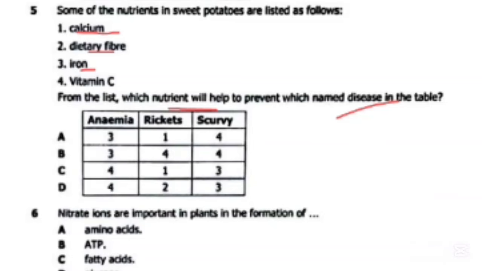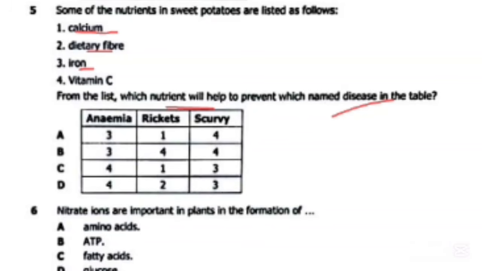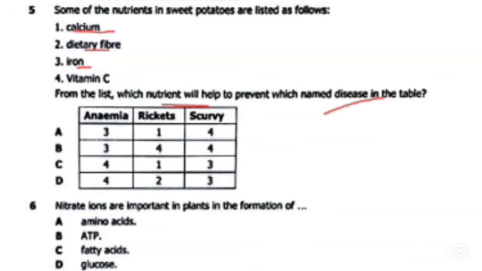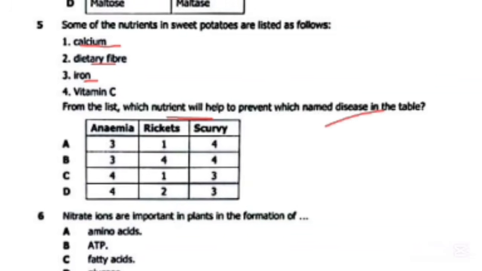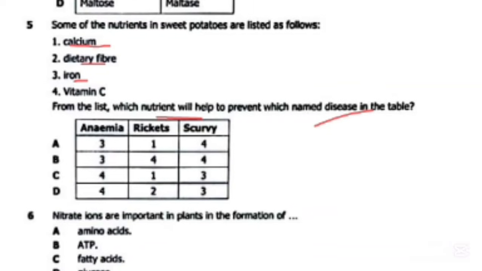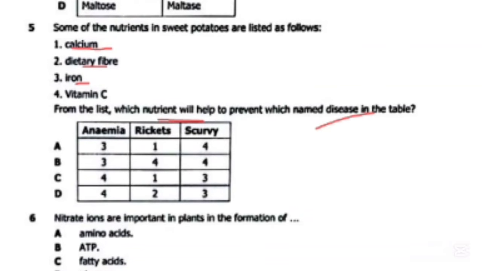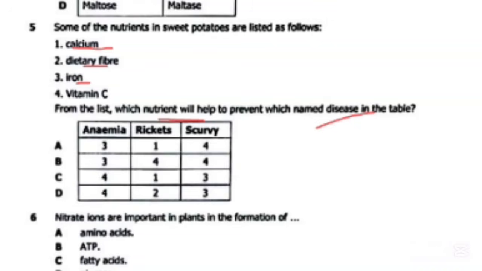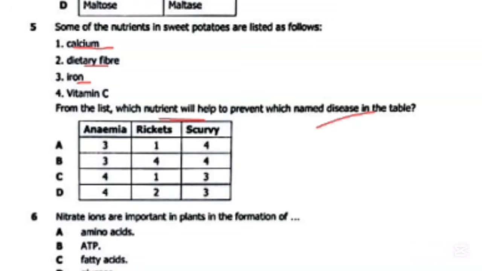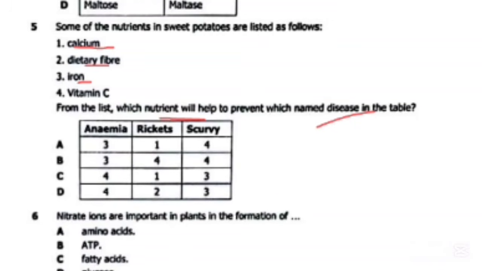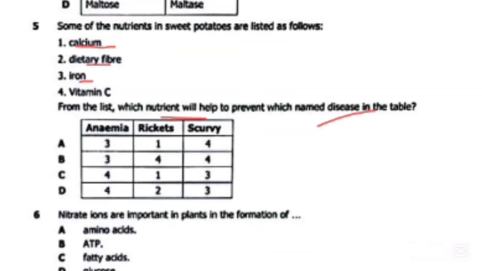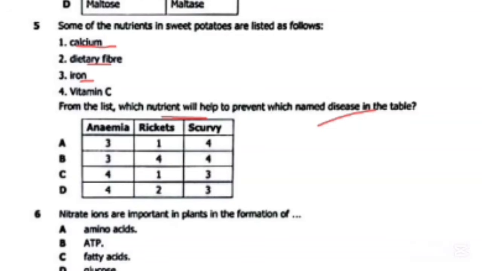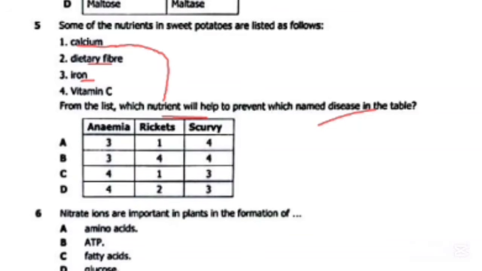Now you have to understand the deficiencies of each nutrient. When we are talking about calcium, calcium is responsible for bone formation. Your bones need calcium. When you don't have calcium, it will lead to bones not forming, or bones being fragile or soft, a condition which we call rickets. So whenever you're talking about calcium, the deficiency disease is known as rickets. So here calcium goes to rickets.